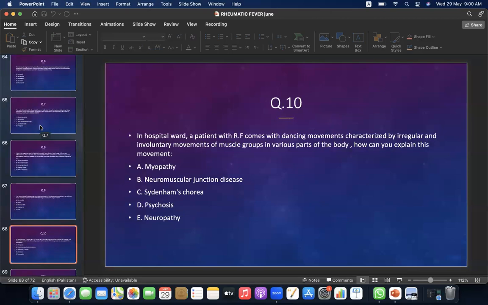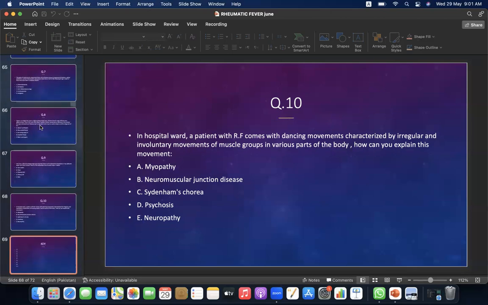10th, in hospital ward, a patient with rheumatic fever comes with dancing movements characterized by irregular and involuntary movements of muscle groups in various parts of the body. How can you explain the movement? A, myopathy; B, neuromuscular junction disease; C, Sydenham chorea; D, psychosis; or E, neuropathy. Anyone? C, the answer is Sydenham chorea.